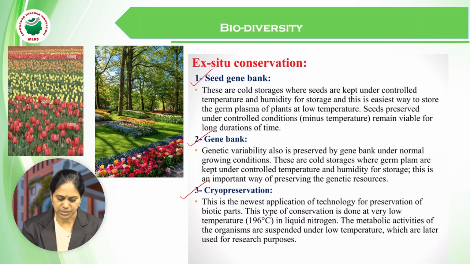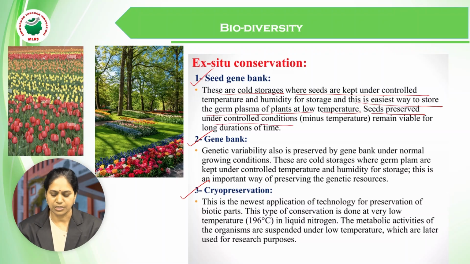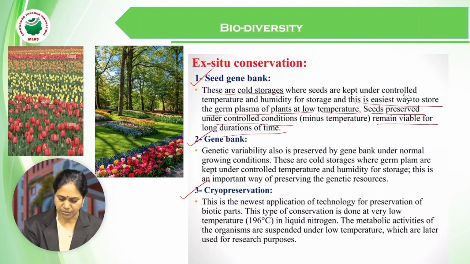So just look at this. These are cold storages where seeds are kept under controlled temperature and humidity for storage. This is the easiest way to store the germ plasm of plants at very low temperatures. Seeds preserved under controlled conditions remain viable for long durations of time. So these are like cold storage banks, where preservation of seeds is conducted.